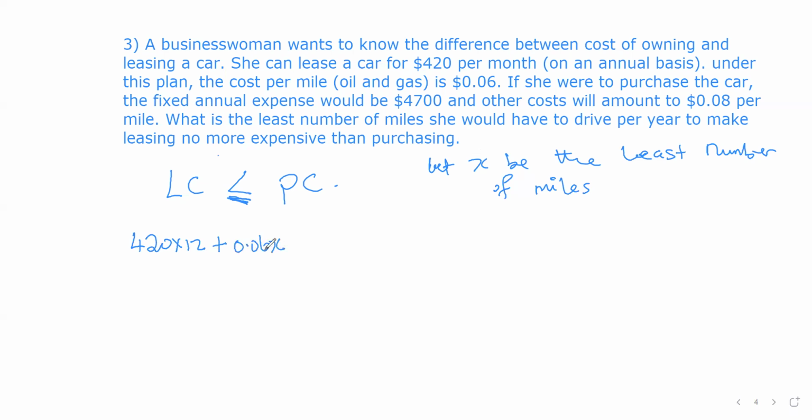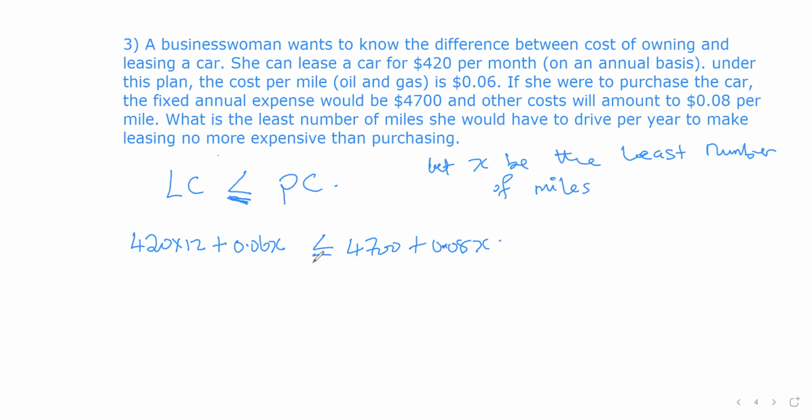So all of this forms the total cost of leasing. And this should be less or equal to purchasing. Now, we're told that the annual fixed cost for purchasing is 4,700 plus extra 0.08 per mile. 0.08 for 1 mile. For X miles, it will be 0.08x. So there is my linear inequality in X that I need to solve and get the number of miles for which leasing will be no more than purchasing.